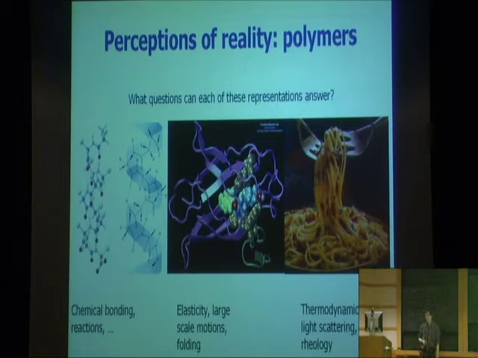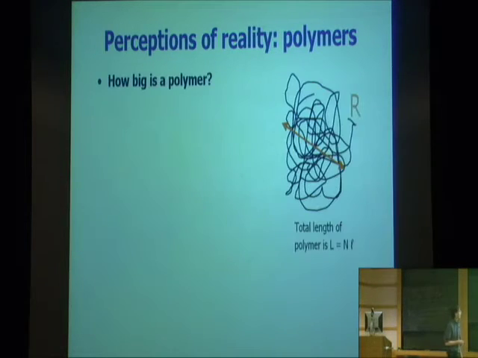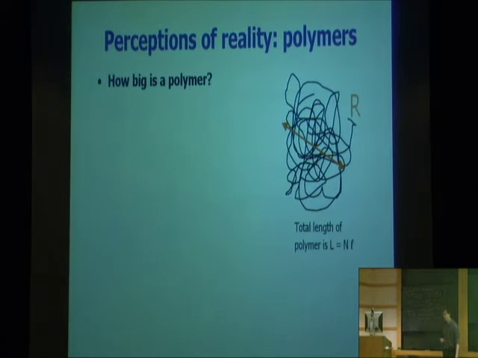So the chemist is interested in chemical bonding and reaction theory. The computational biophysicist is interested in looking at elasticity, large-scale motions, folding, and so on. And the physicist might be interested in understanding, say, the thermodynamics of polymer mixtures, or light scattering from polymers in solution, or the rheology of polymer melts. So all of these different descriptions are suited for a different type of question. Let me give you an example of how that thinking can work and how it can fail.